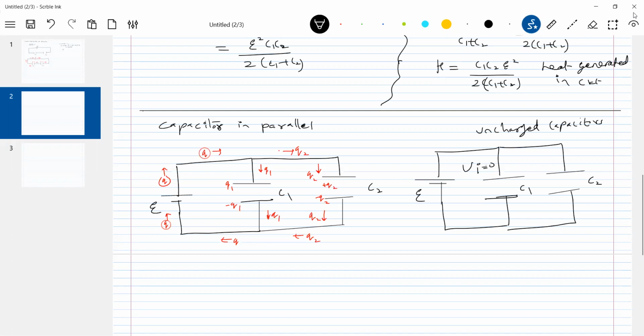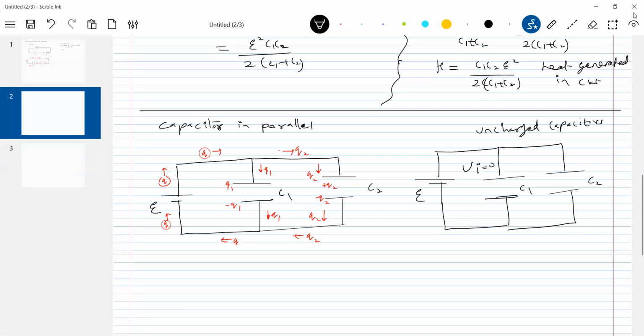How long does this charge distribution take? It depends upon the resistance of the wires. It will not occur instantly. For the time being, we are assuming that it will get charged immediately, but it depends upon the resistance of the connecting wires. So it may take 2 minutes, 5 minutes, half an hour, 1 hour. It all depends upon the capacitance of the system and the resistance of the connecting wires.